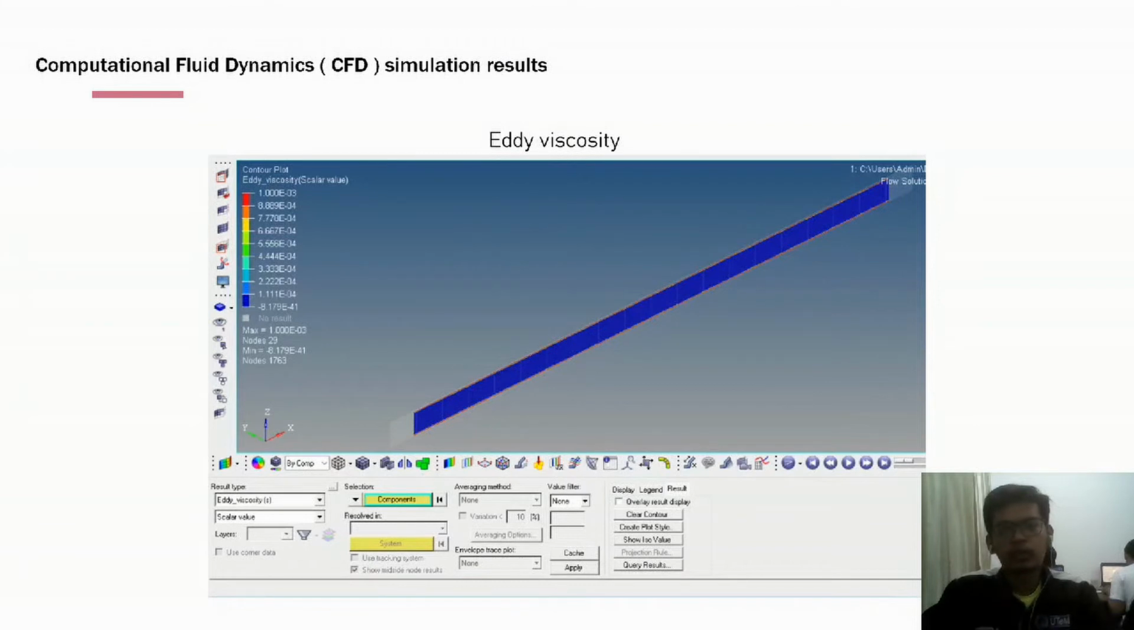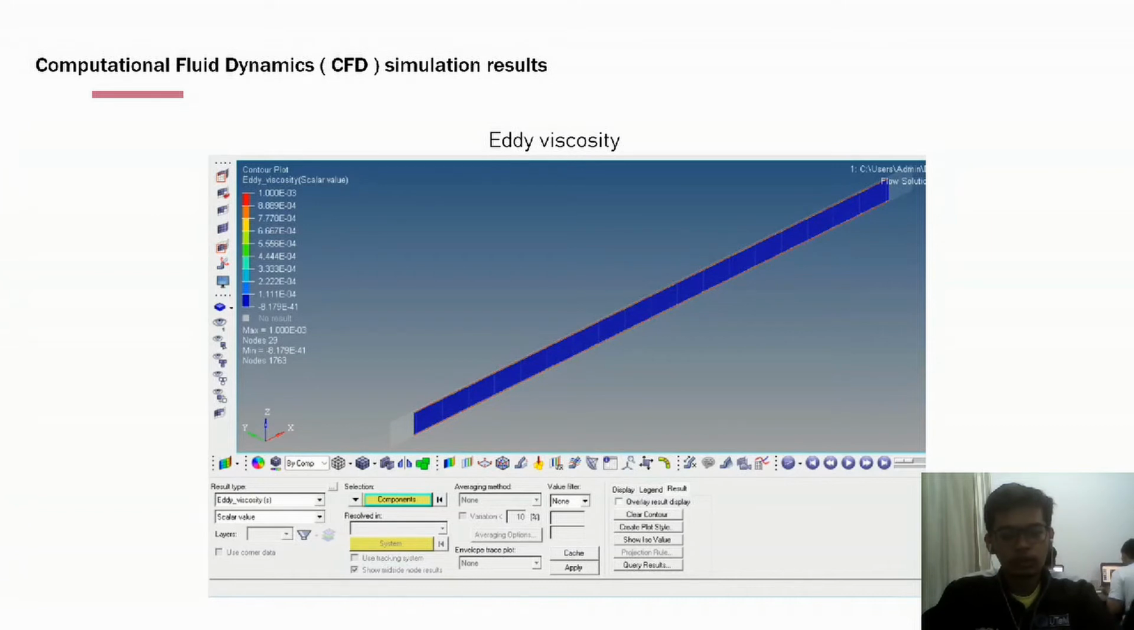Hello, my name is Muhammad Amirul Ruslan. Right now, I will explain the computational fluid dynamics simulation results. We have four results, which are eddy viscosity, temperature, pressure, and velocity.